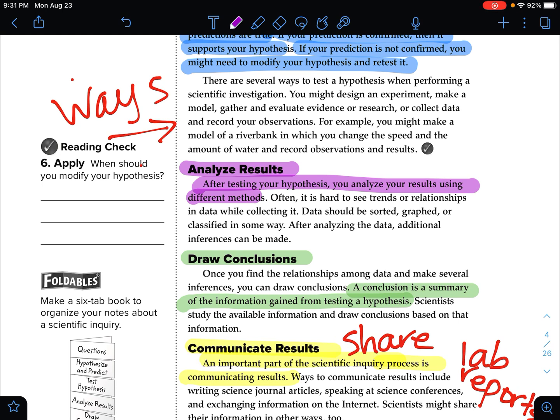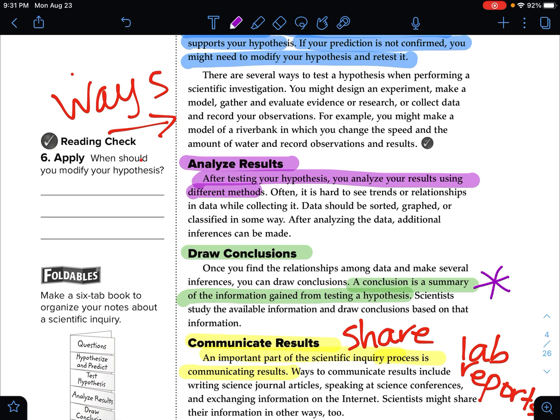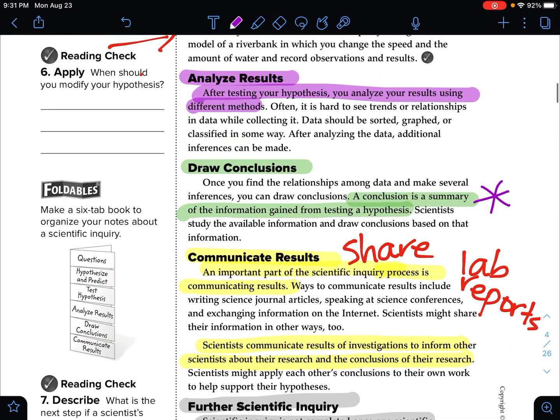Once you find the relationship among data and several inferences, you can draw conclusions. A conclusion is a summary of the information gained from testing a hypothesis. Scientists study the available information and draw conclusions based on that information. So now we are ready to share the results.